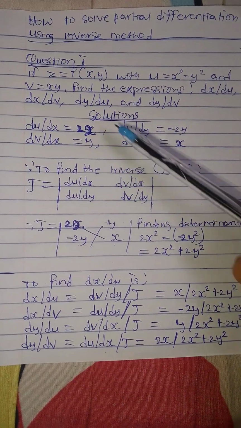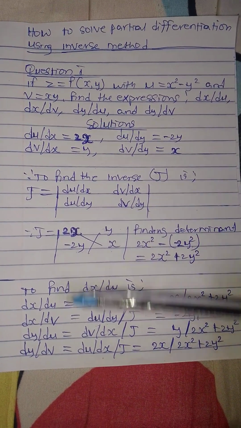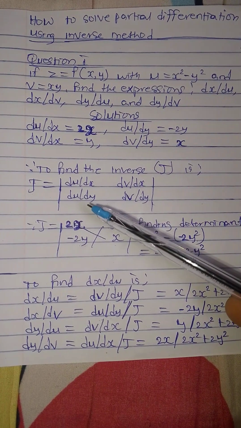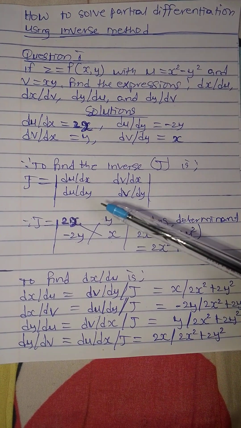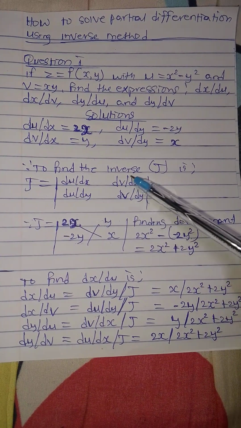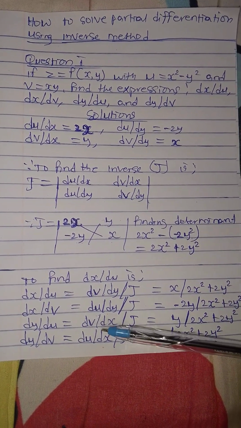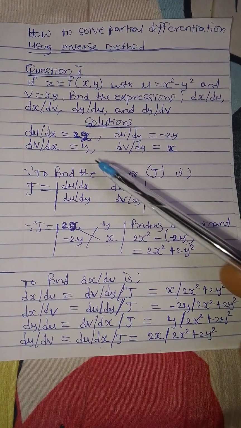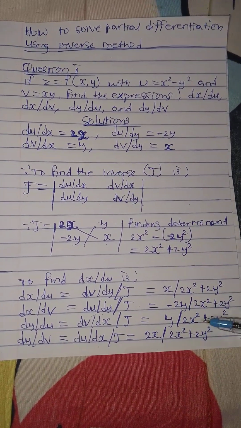What next? I have to find dy over du. You know that dy over du is the inverse of du over dy, and it is alternate to dv over dx. So that becomes dv over dx over J, which is equal to y over 2x squared plus 2y squared.